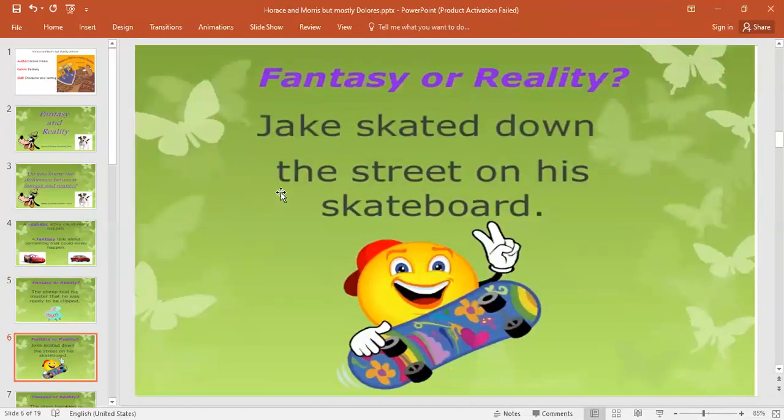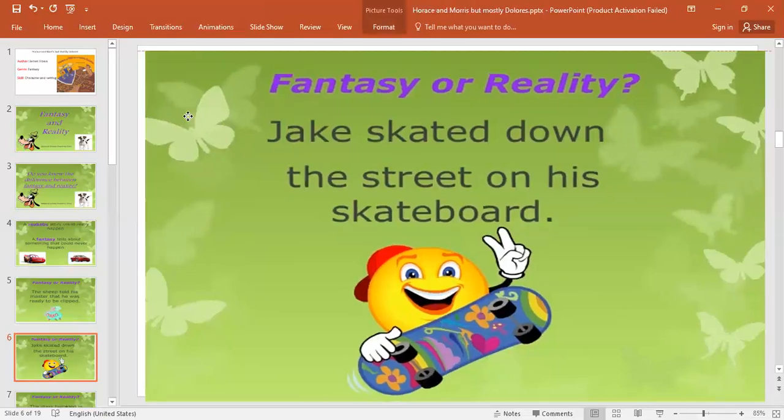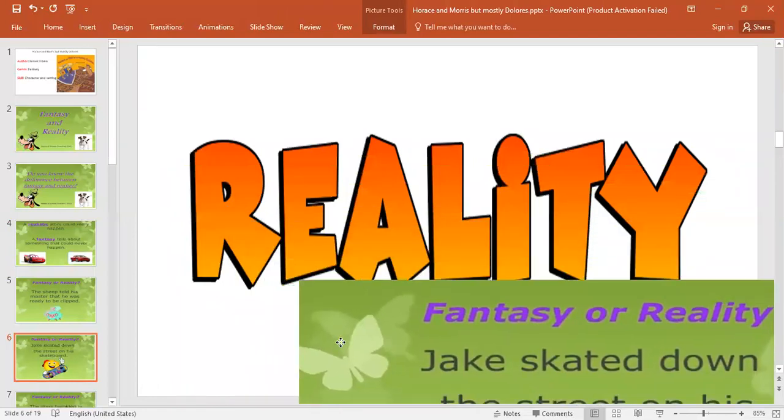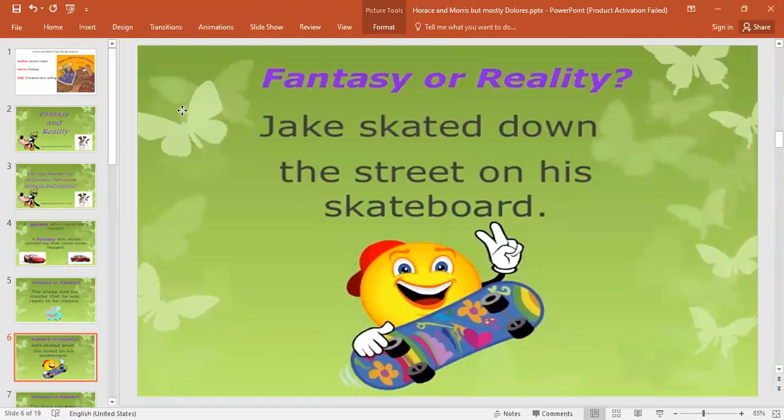Okay, let's take the second one. Jake skated down the street on his skateboard. Again, Jake skated down the street on his skateboard. Is it fantasy or reality? It could happen in real life or it will never happen in real life. Think with me. Okay, let's see. It is reality. Why? Because it could happen in real life.